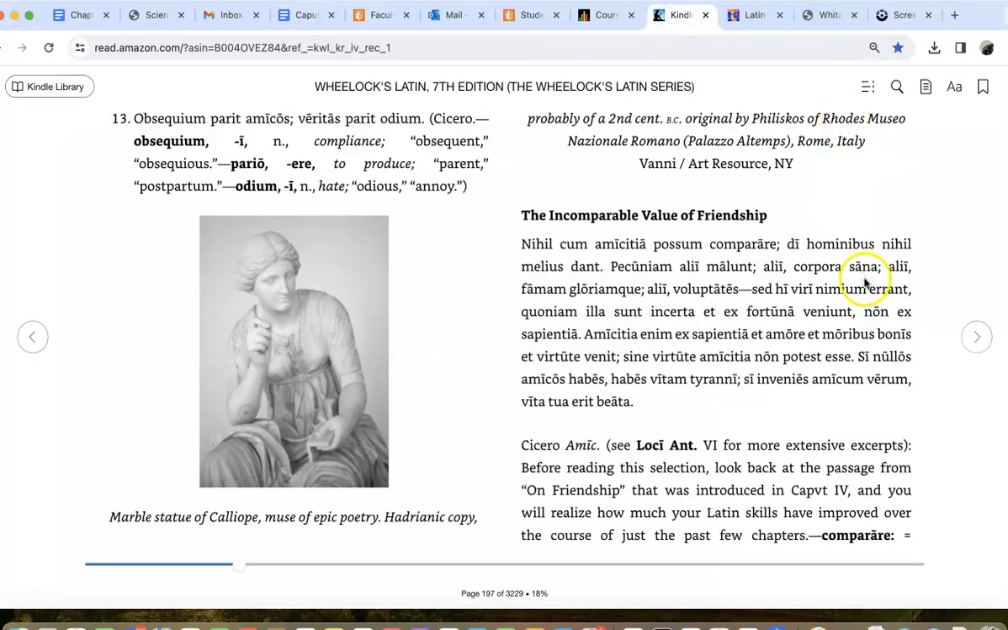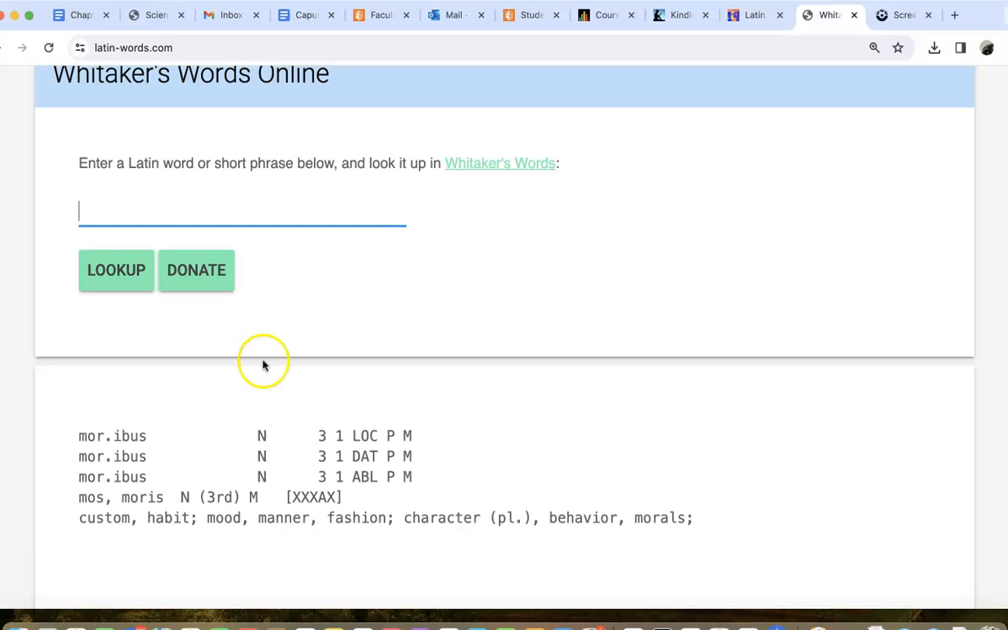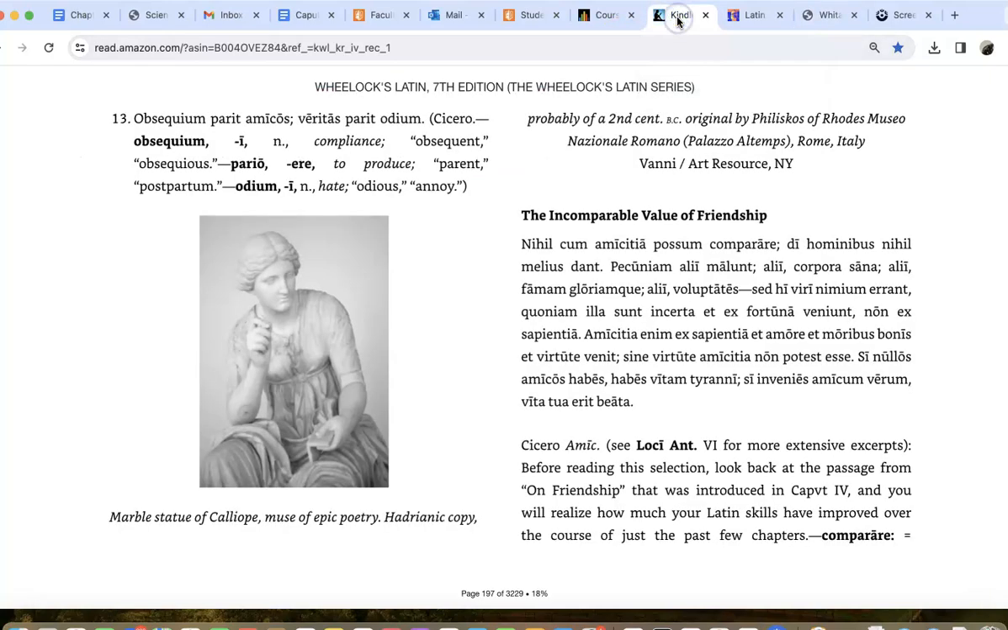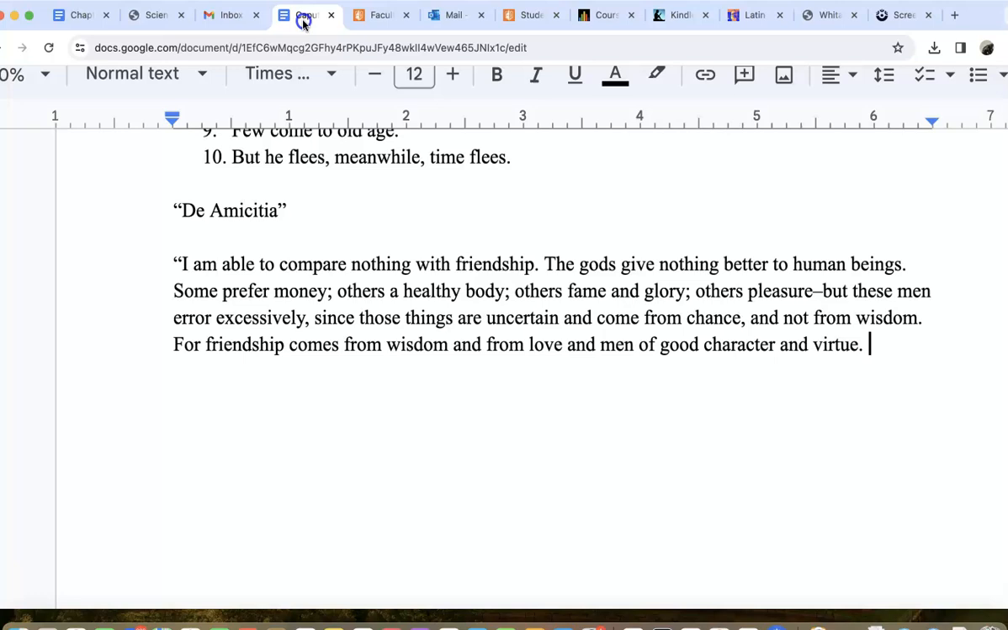So again, looking up some of these words, let's see what we got here for moribus. So I said good character, so that's where I'm getting it right here. So good character or good morals, if you wanted to say that as well. All right, so without virtue, friendship is not able to be. Notice we might say exist in English.